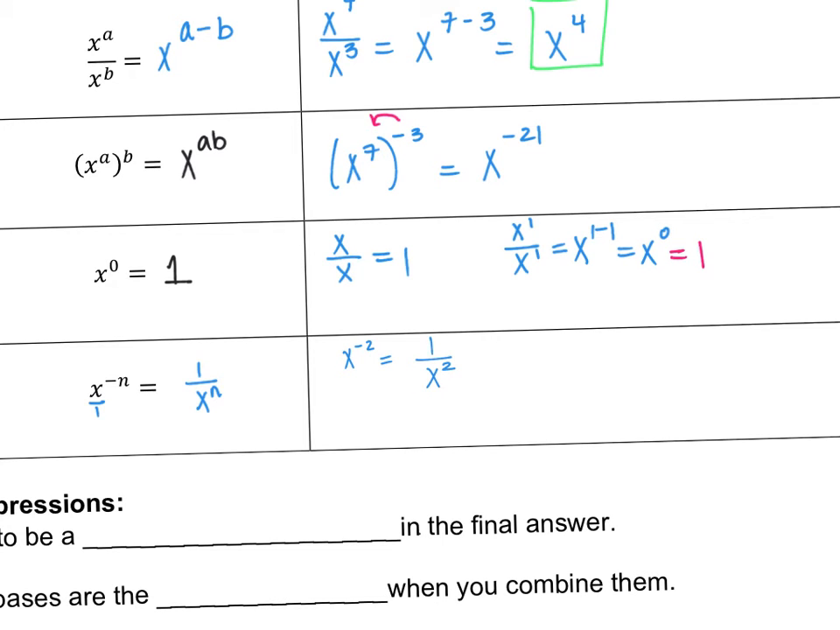And the top just gets to be a 1 because if you don't have anything in the top, it's going to have to be 1. Just like this here, remember this x is over 1 to begin with. So that's where I got the 1 to be on top.